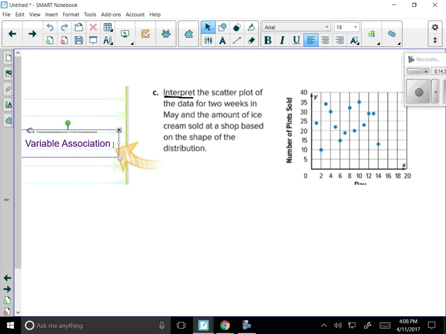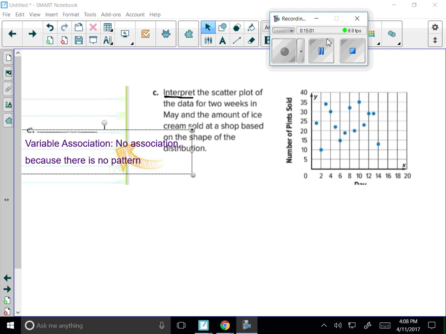Variable association, and take a look at this. This thing is a mess. It is quite literally a scatter plot. There is no pattern at all here. So we would say no association because there is no pattern.